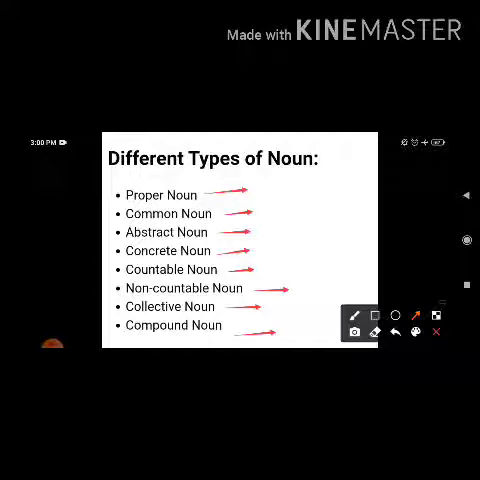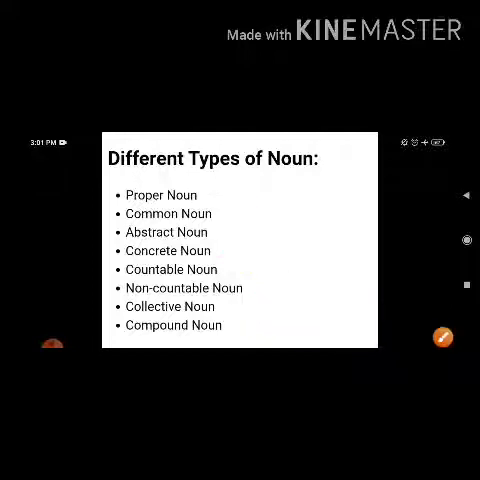For example, water, oil, sugar, right? And collective noun can be the name of a group of things or a group of persons. For example, you can say an assembly of people, a jury, or a bunch of flowers. These can be collective nouns. And compound nouns are formed by 2 or more nouns together. For example, matchstick, toothbrush. These are compound nouns.